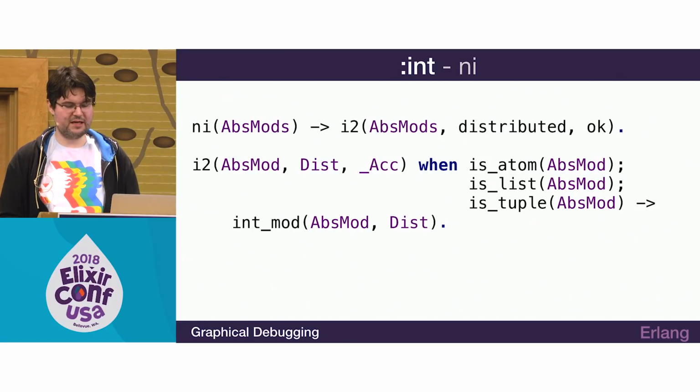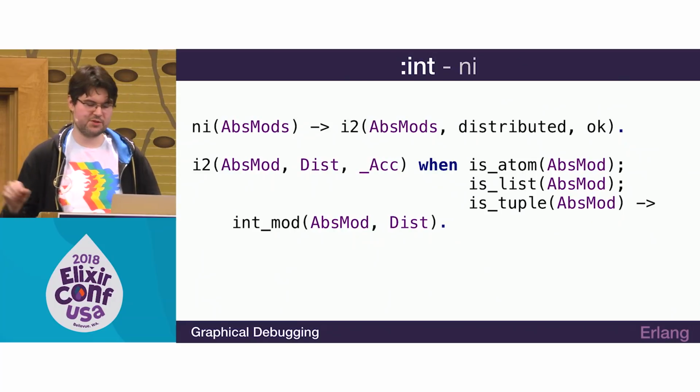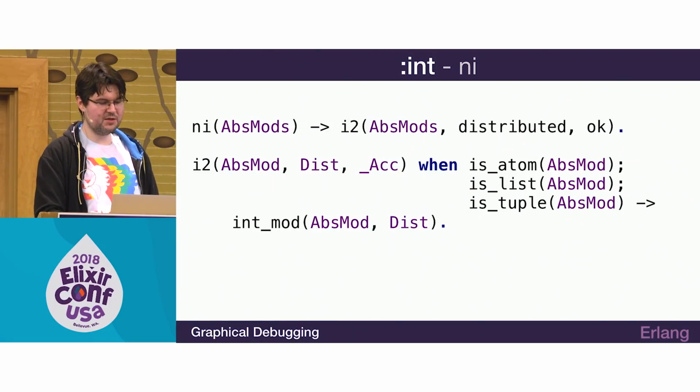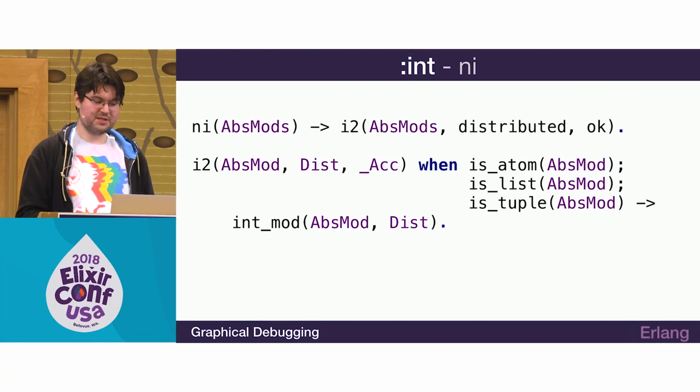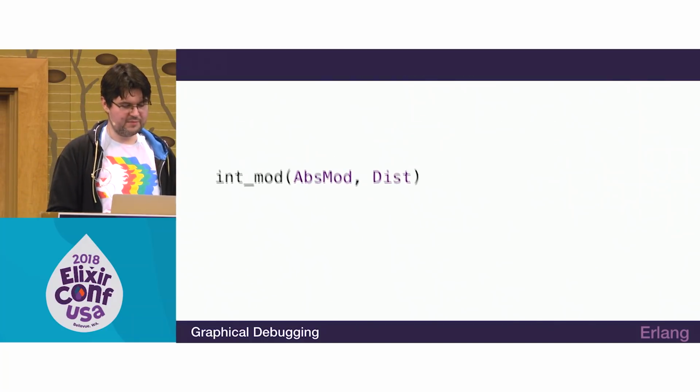Let's trace the path starting at int:ni, which is how you say this module should be interpreted on every node I'm connected to with distributed Erlang. int:ni calls the much clearer name :int.mod. :int.mod calls load.